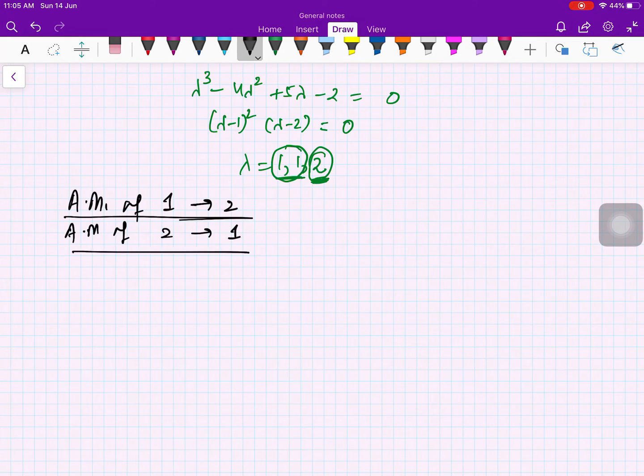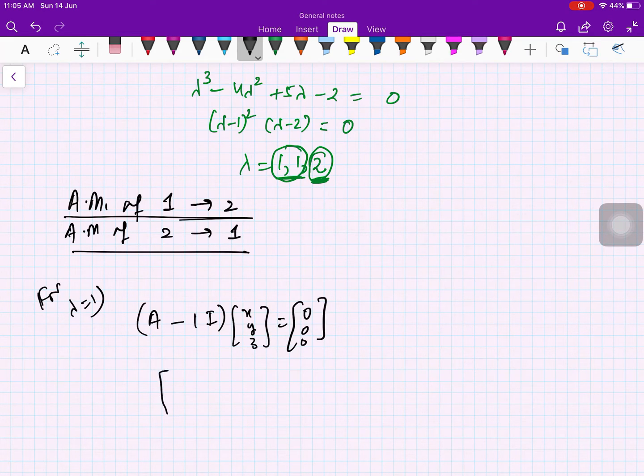Now let us find the geometric multiplicity. For that we have to find the eigenspaces. So for lambda is equal to 1, you have to solve (A minus 1 I) times (x, y, z) equal to (0, 0, 0). So that will give you the matrix with first row 1, 1, minus 2. Please do the calculations yourself. Right, then only you will understand the things.